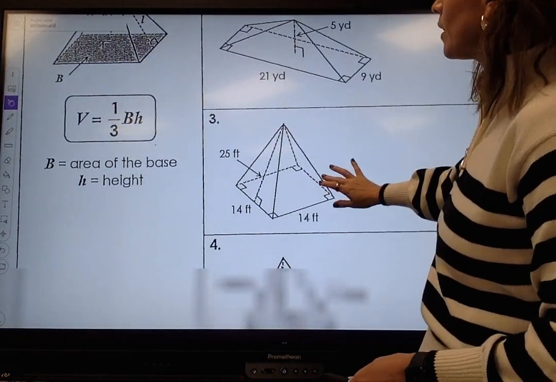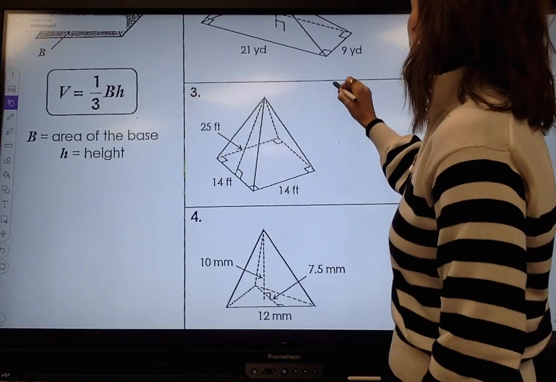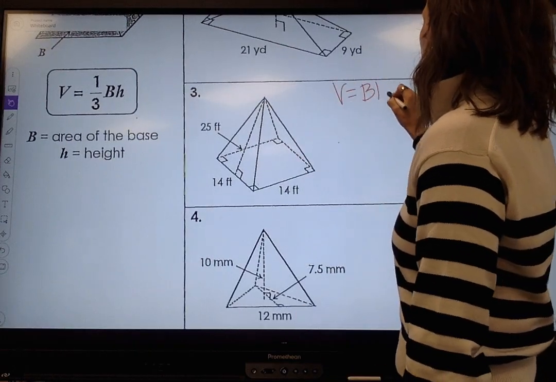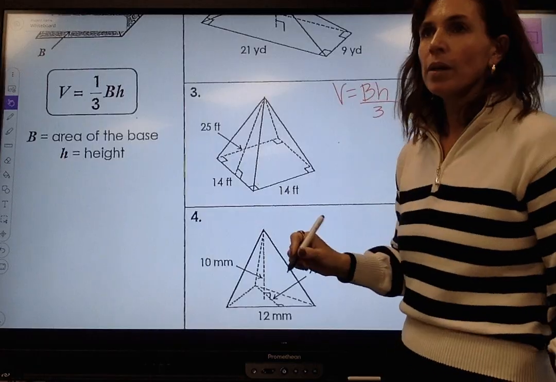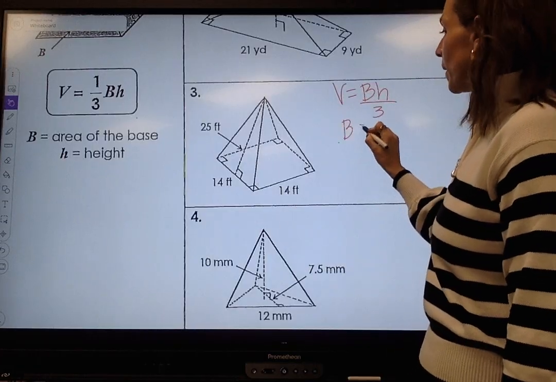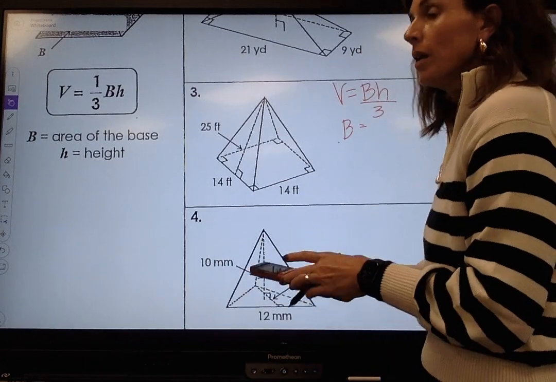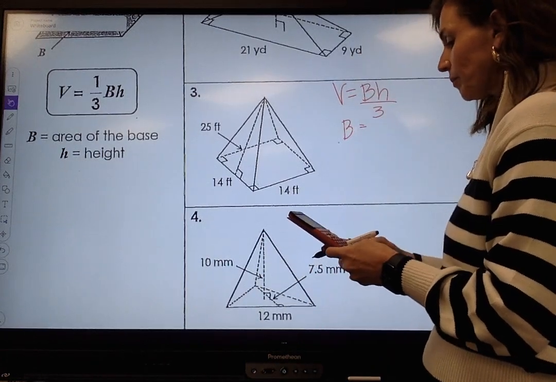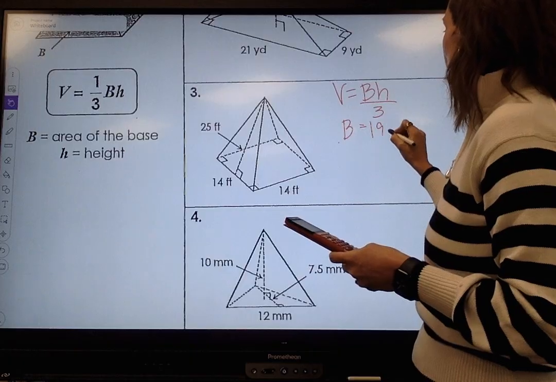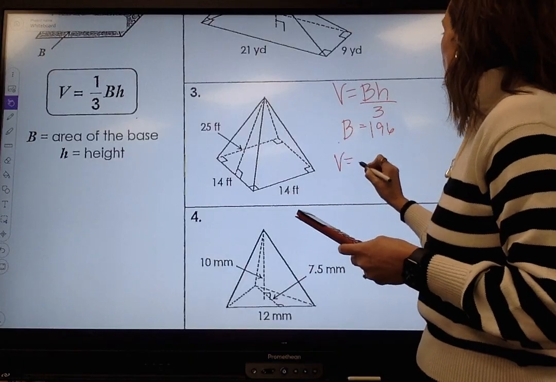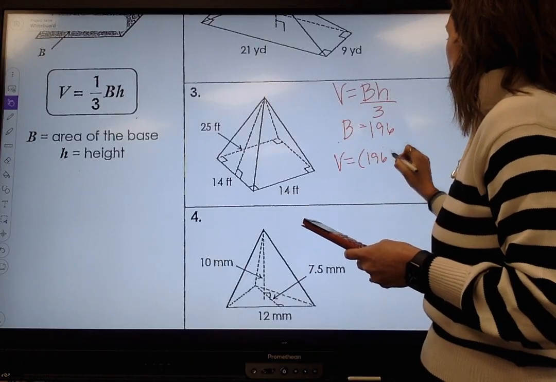Actually, let's take a look at number 3. So here, I know volume is big B times H divided by 3. So to find the area of the big B, it's a square pyramid. So 14 times 14 is going to be 196. So big B is 196.